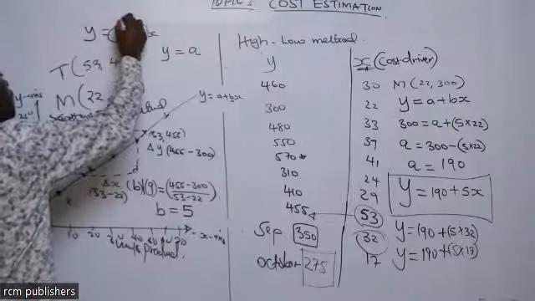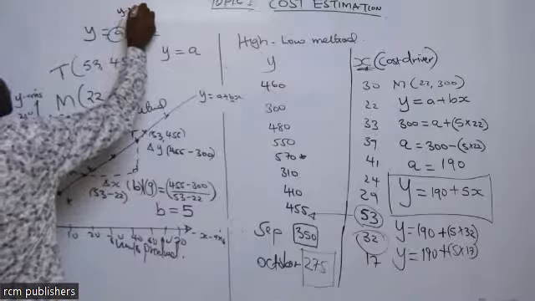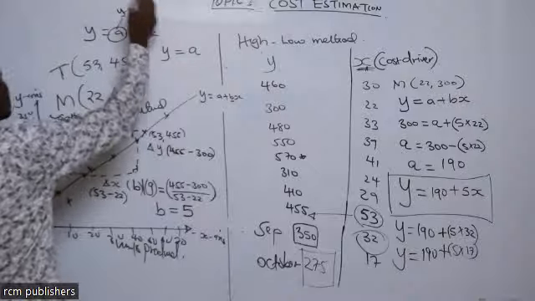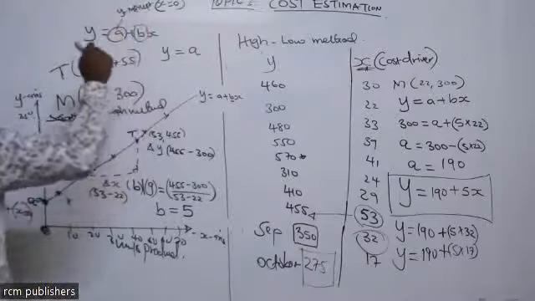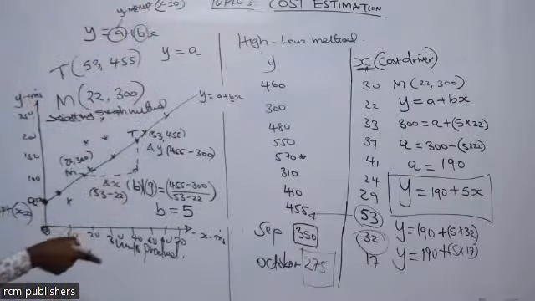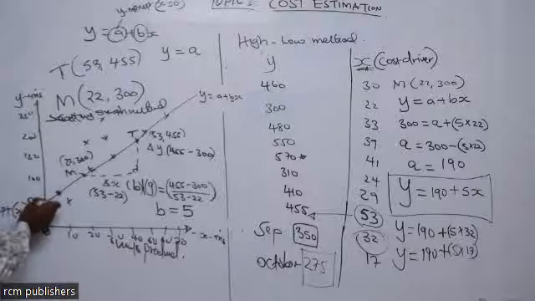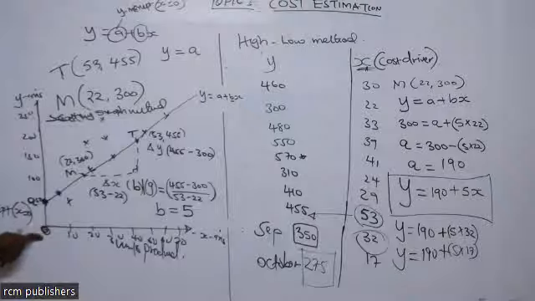The value of A, we say, is the y-intercept. At the y-intercept, x is equal to 0. When it crosses the y-axis, x will be 0. That is the fixed cost. Even if they have not produced any unit, they have already incurred some cost.